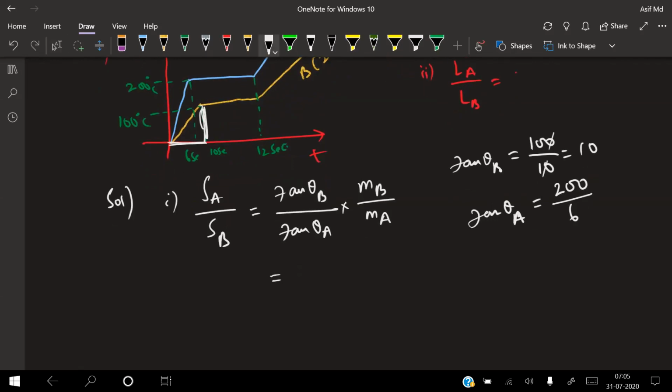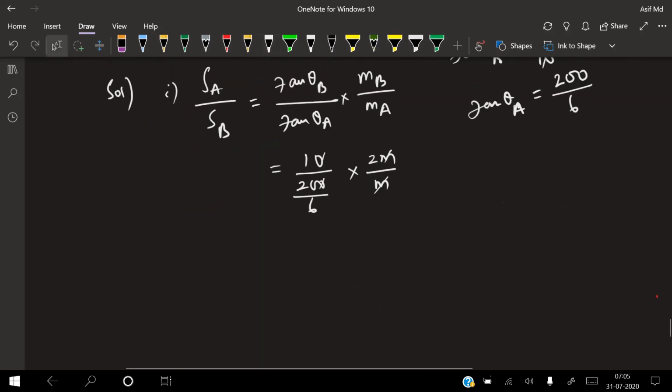This value is nothing but how much for me? 10. This value is 200 divided by 6, into the mass of B. Mass of B is given as 2 times M, and this one is given as M. So this M gets cancelled. This 0 will get cancelled. See how much I'm getting right now.